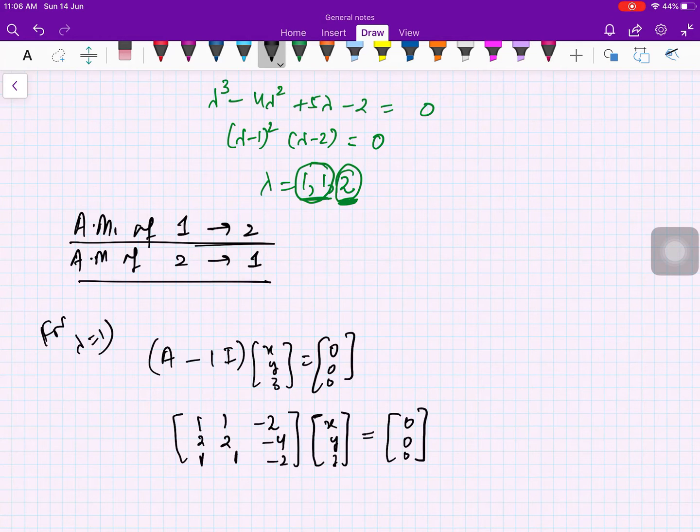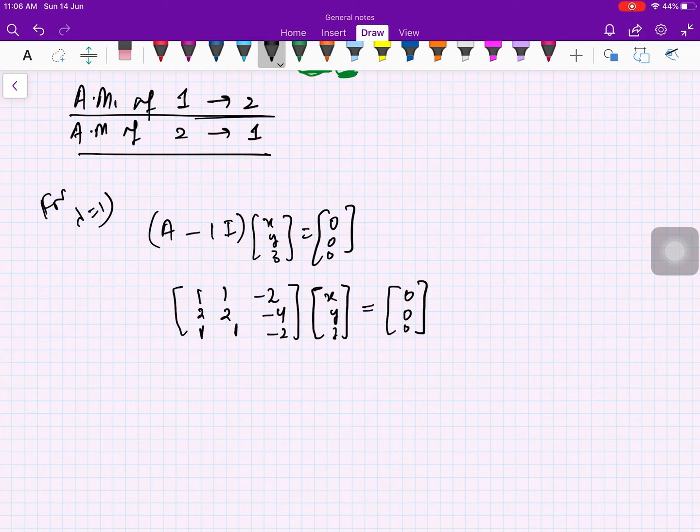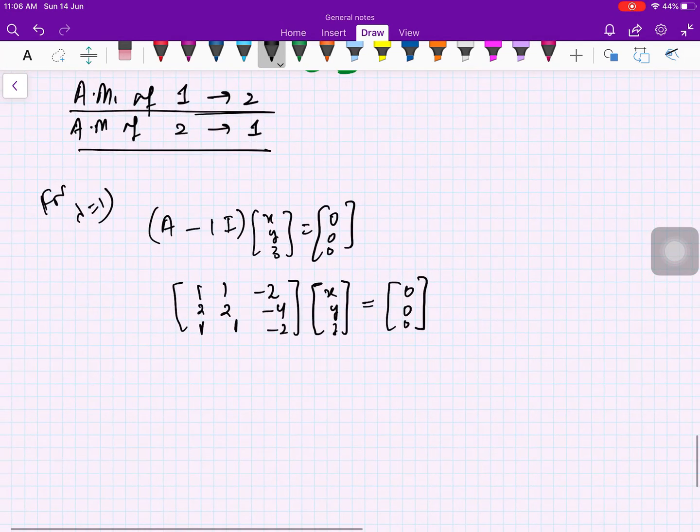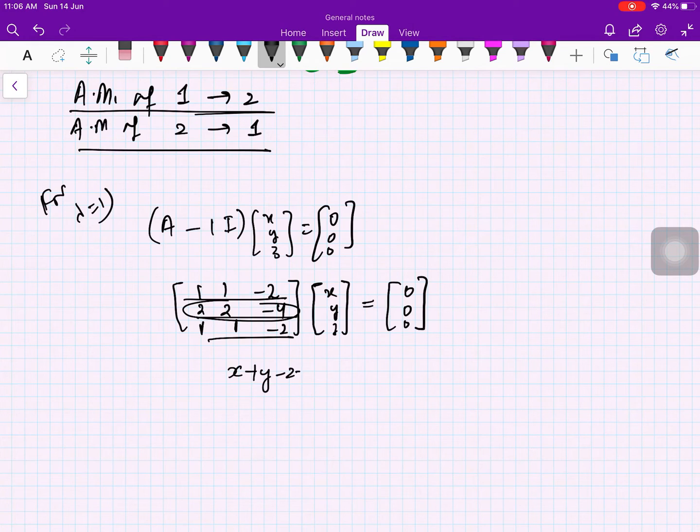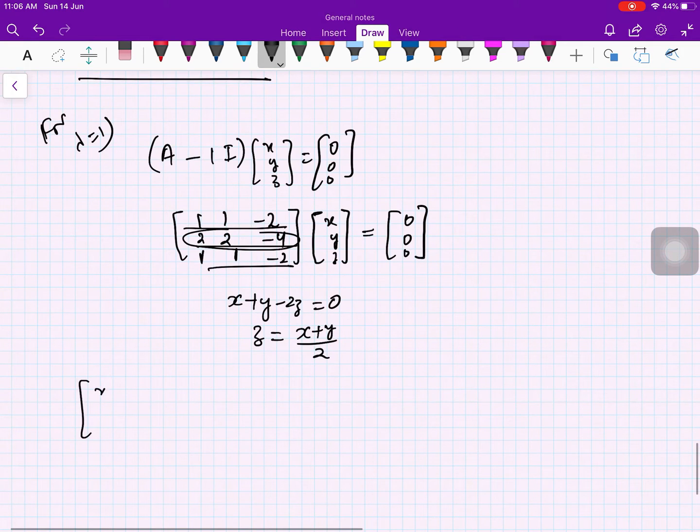You can just pause the video and do the calculations yourself, and later you can match it. Right, so you have 0 0 0 here. These are the same equation here, here, here. The second equation is just a multiple. So you get x plus y minus 2z is equal to 0. So you get z is equal to (x plus y) by 2.